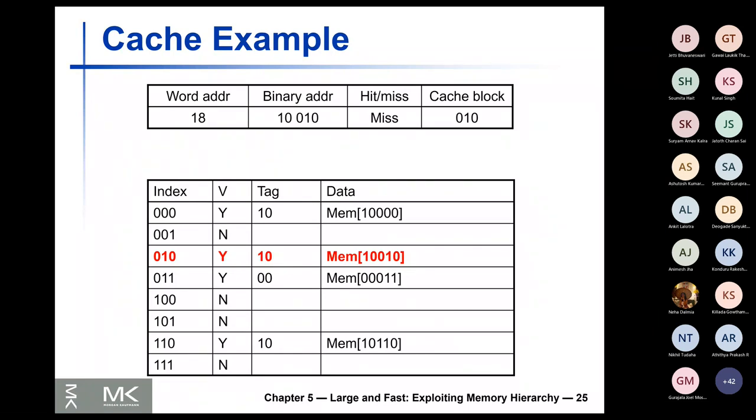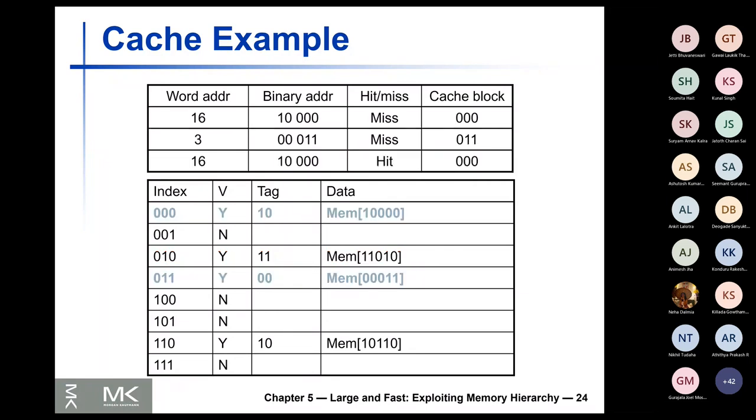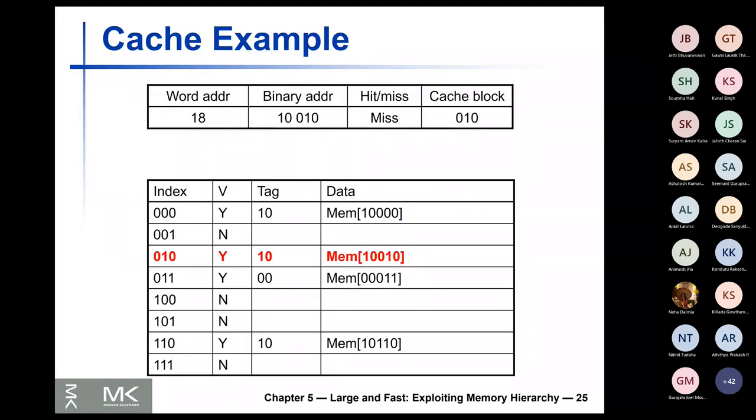Now the next one is for word address 18. The index is 010 because the binary of 18 is 10010. Currently, if you look at 010, the tag is 11. However, for 18, the tag is 10. So although the valid bit is Y, the tag is not matching this time. So this is called a capacity miss. The cache has issues with its capacity.